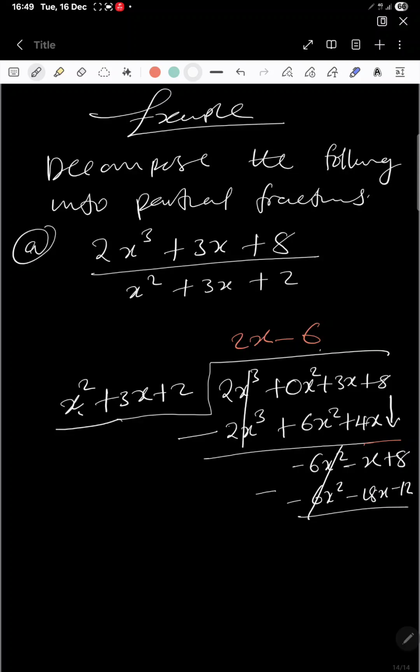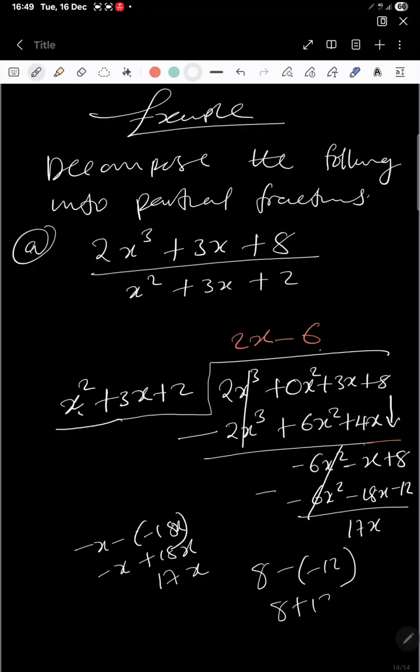Negative x minus negative 18. We get negative x plus 18x, which is going to be a 17x. So we get a 17x here. Then 8 minus negative 12, which is 8 plus 12, which is a 20. So plus 20 there. All right, so that's what we have.